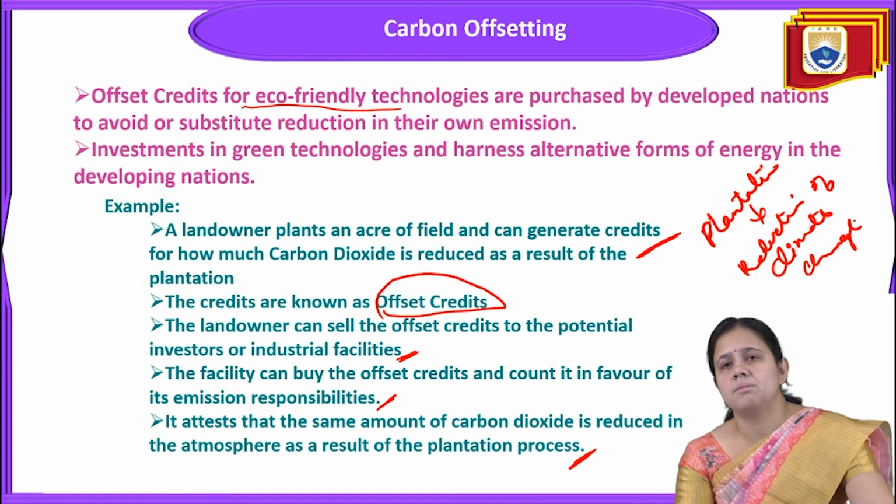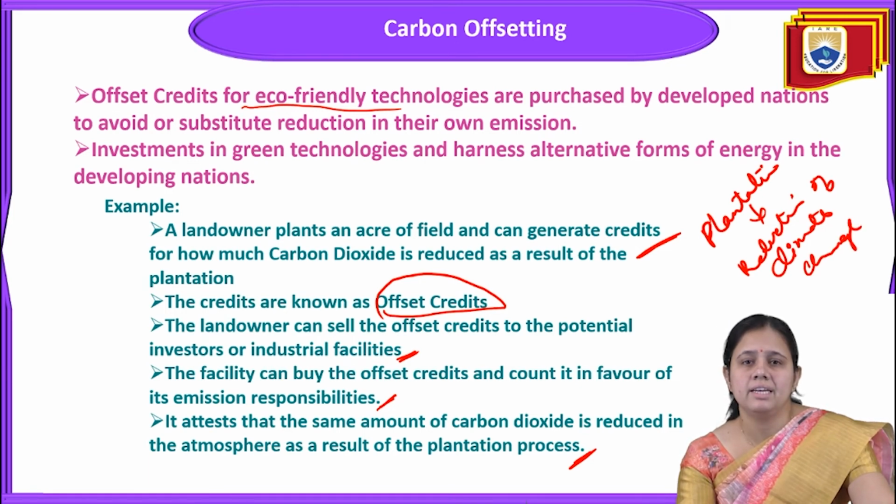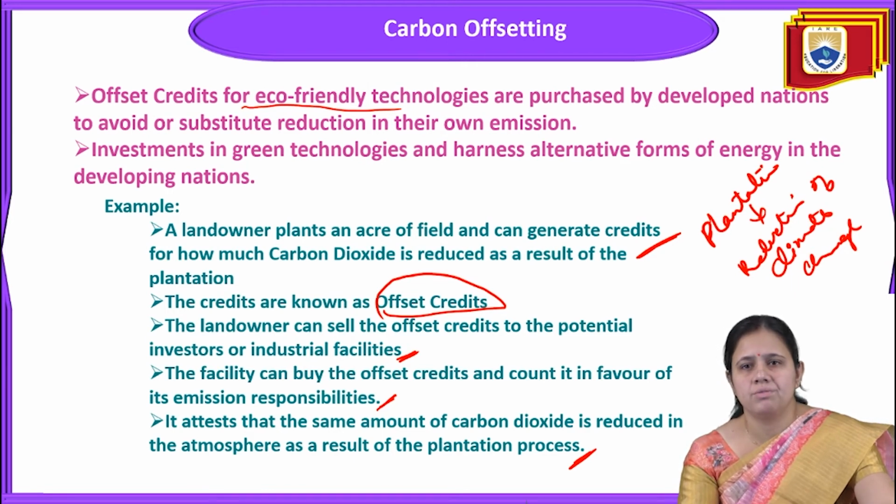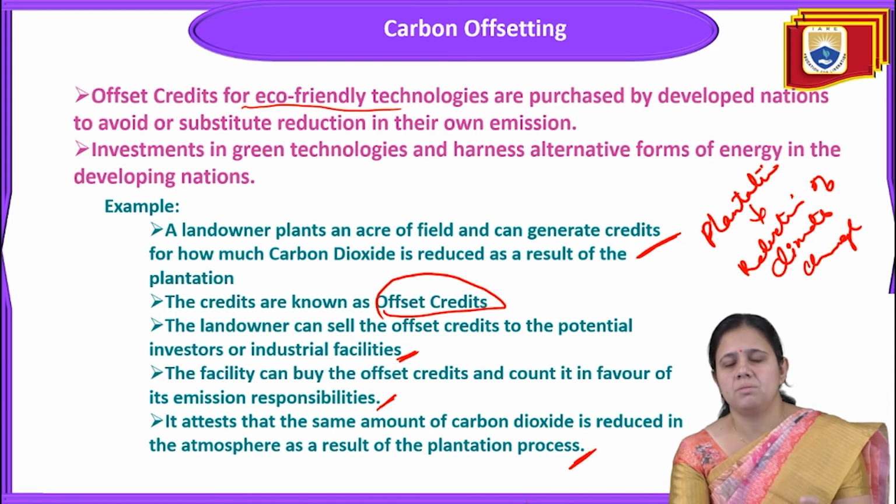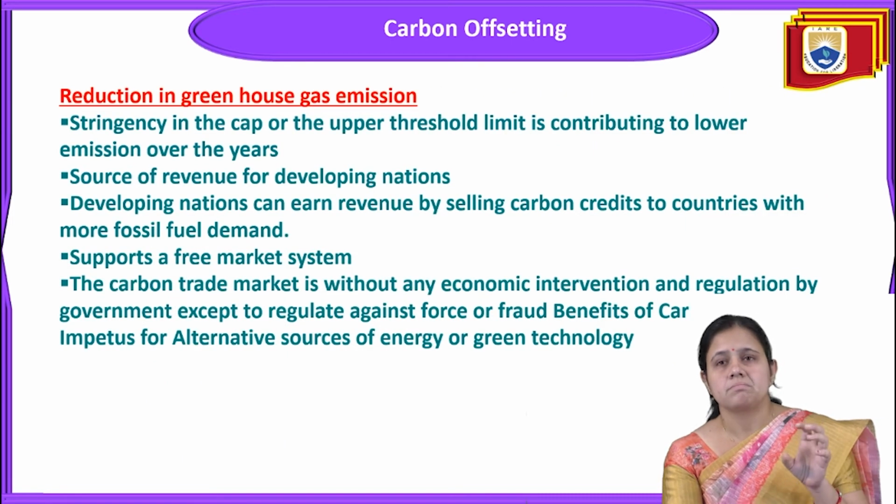So this is about carbon offsetting. In this way, any landowner can plant many trees in an acre of field, and they can absorb the carbon dioxide into the plants, and then this landowner can sell the offset credits to the potential investor or industrial facilities, and this facility can buy the offset credits and count it in favor of its emission responsibilities. Now it attests that the same amount of carbon dioxide is reduced in the atmosphere. As a result, the plantation process is very important for carbon offset and the reduction in greenhouse gas emission.